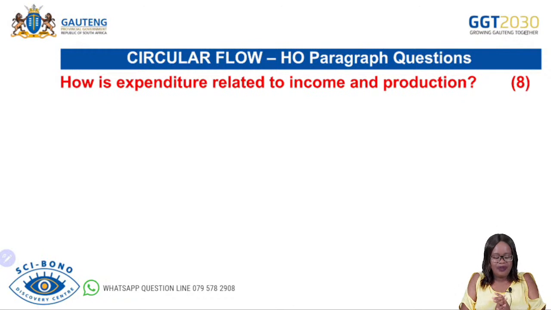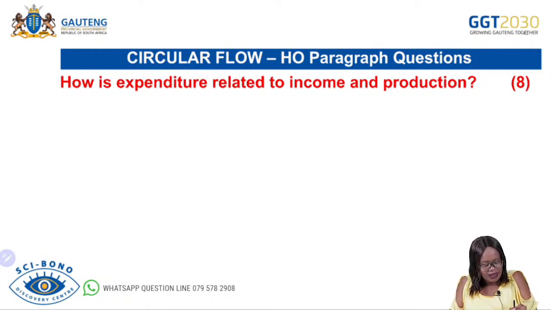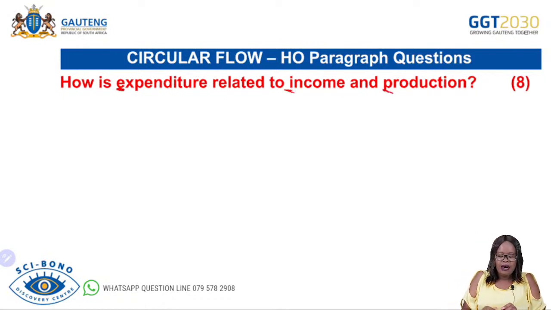How is expenditure related to income and production? I call this the pie. We are talking about how expenditure is related to income and production. Production, income, and expenditure. This is our daily bread in economics, right?